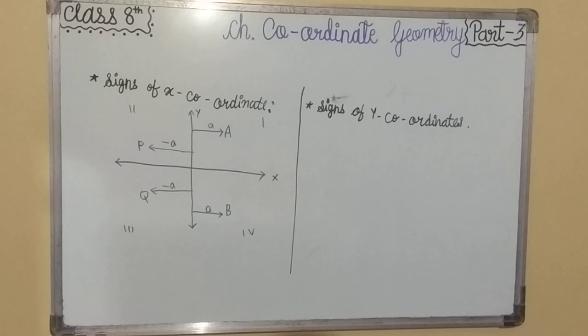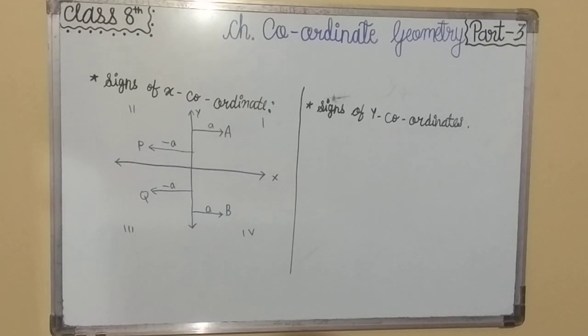Similarly, the y coordinates of all the points in third and fourth quadrants are measured in negative y direction, and hence the y coordinates of all the points in third and fourth quadrants are negative, or the y coordinates of all the points lying below x-axis are negative.